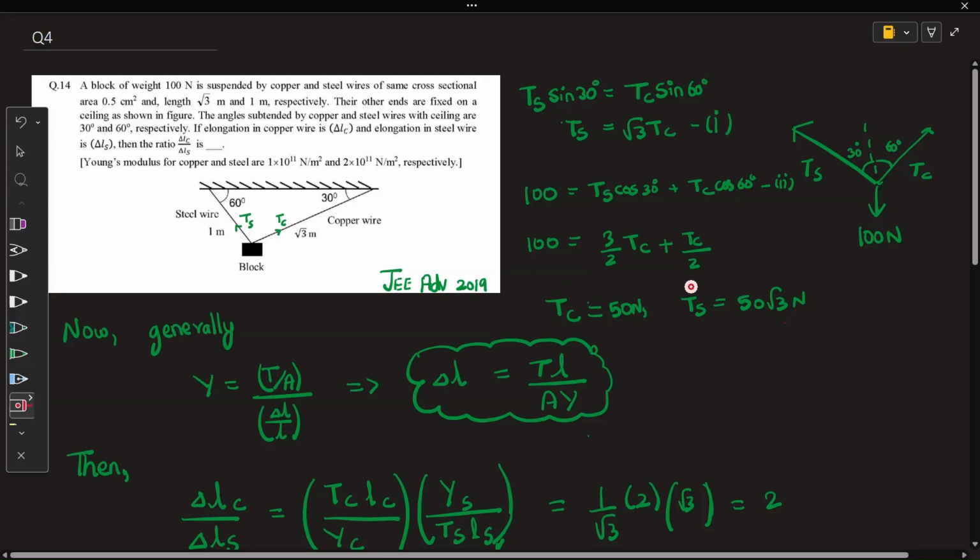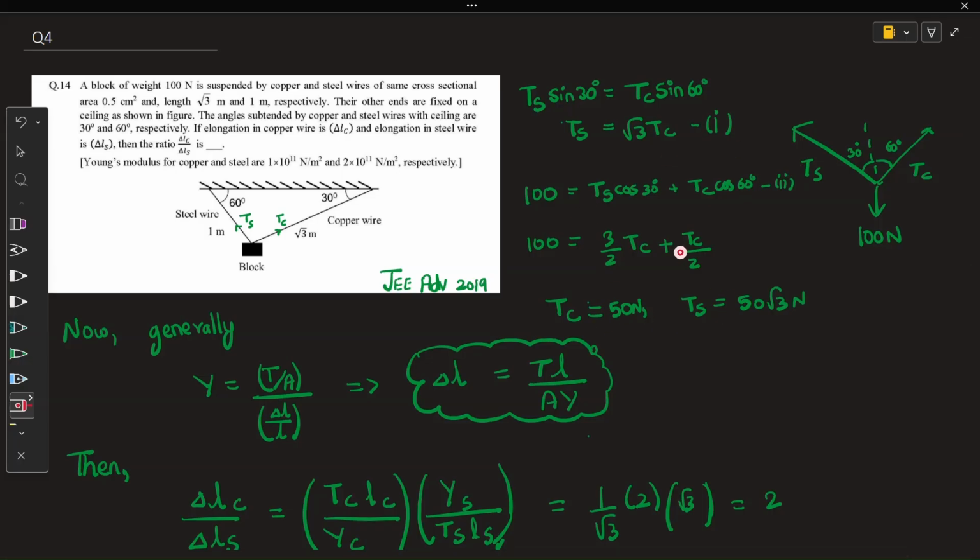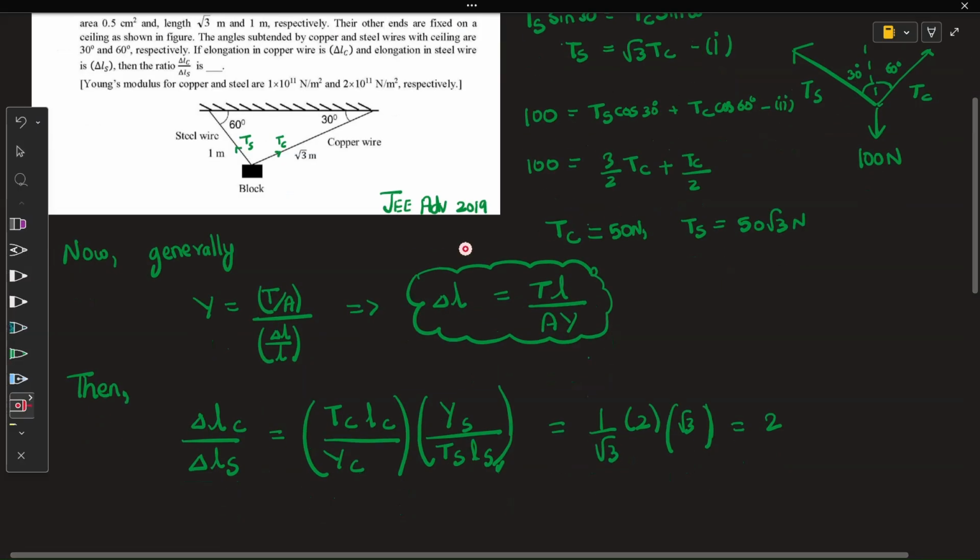So what our brain used to do is we will also complete these steps, but this is an unnecessary time wasting step. Now, generally, you write Young's modulus as T by A, because T is the force acting on that particular cable, by delta L by L. So what they ask is delta LC and delta LS. So let me write it in explicit form. So delta L is nothing but TL by AY. Then if I take the ratios, this is what I get.